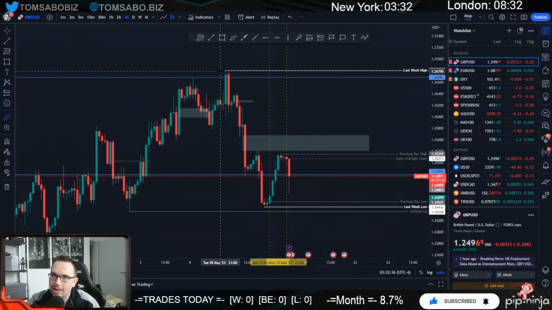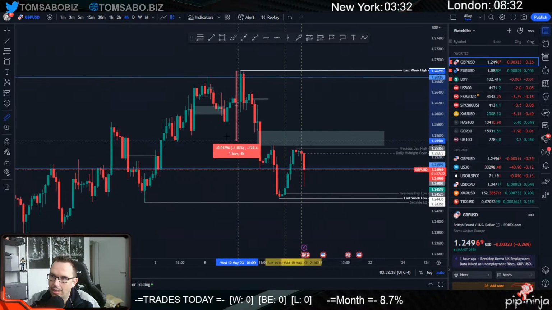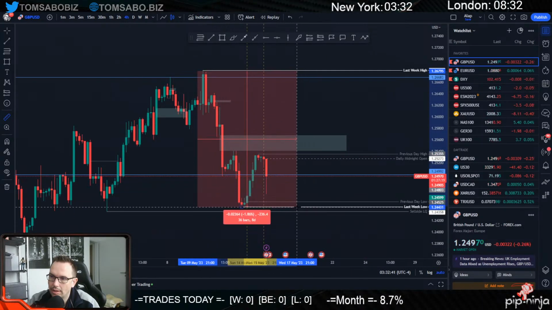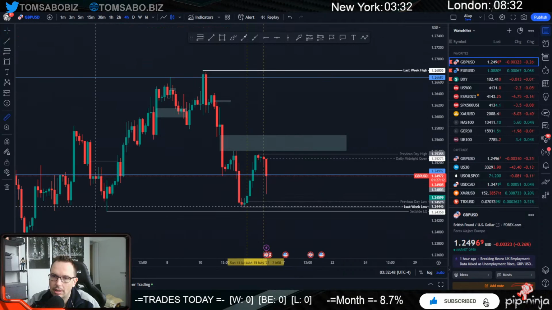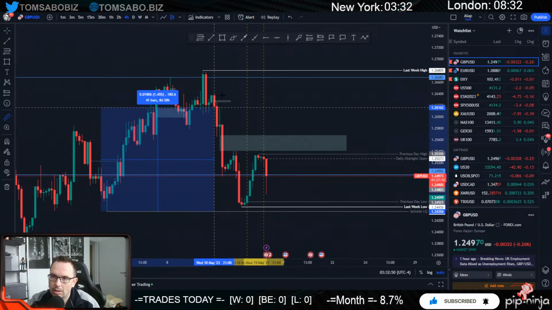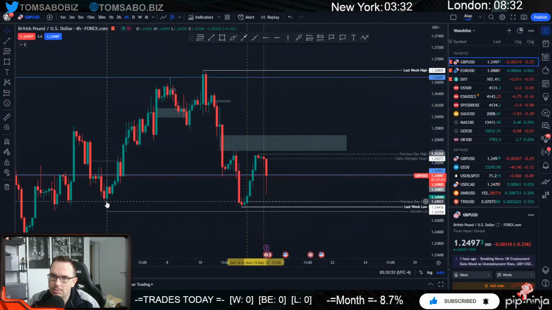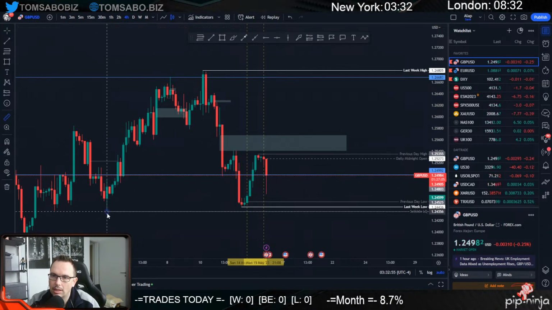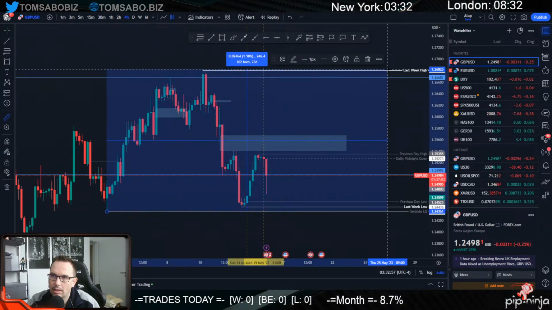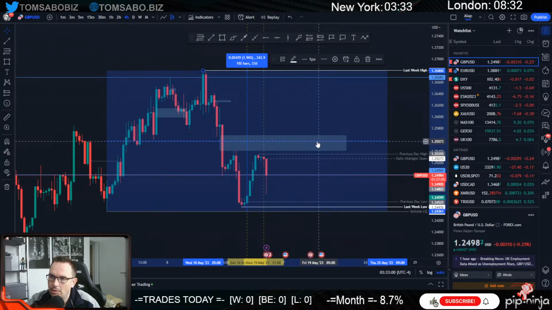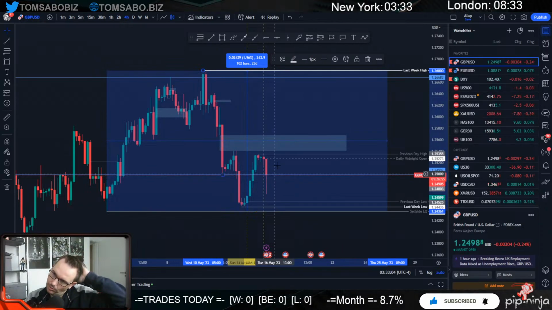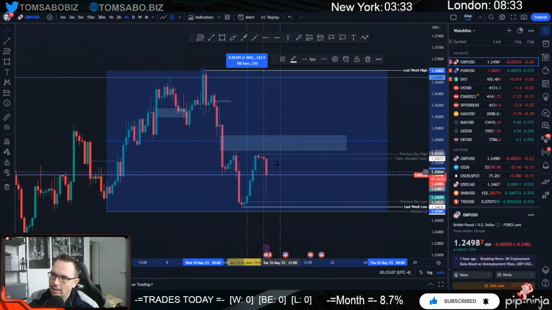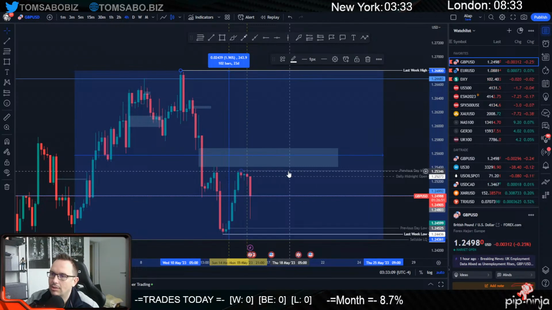So this is the 4 hour on the pound dollar, and let's just measure this. This was the swing high, and for now this is the swing. Sorry, this was the swing low, this was the swing high for this move. I know it's crazy. The midpoint is right here. So if I look at the 4 hour, we are in a discount array. If I look at the daily, we are in a discount array.